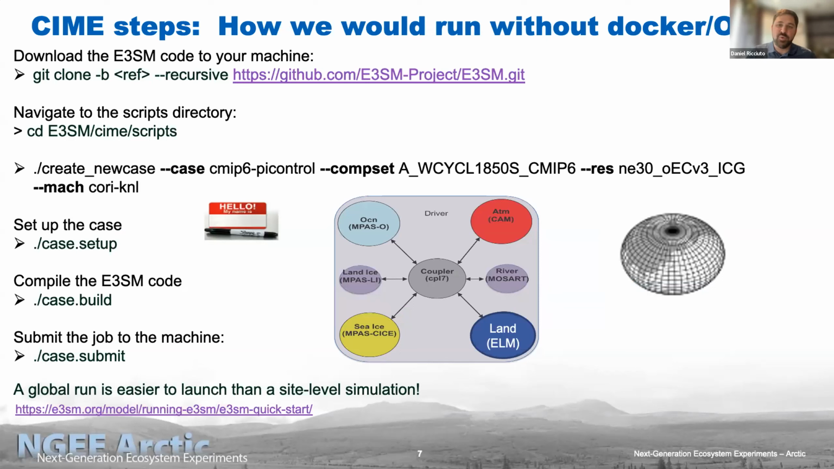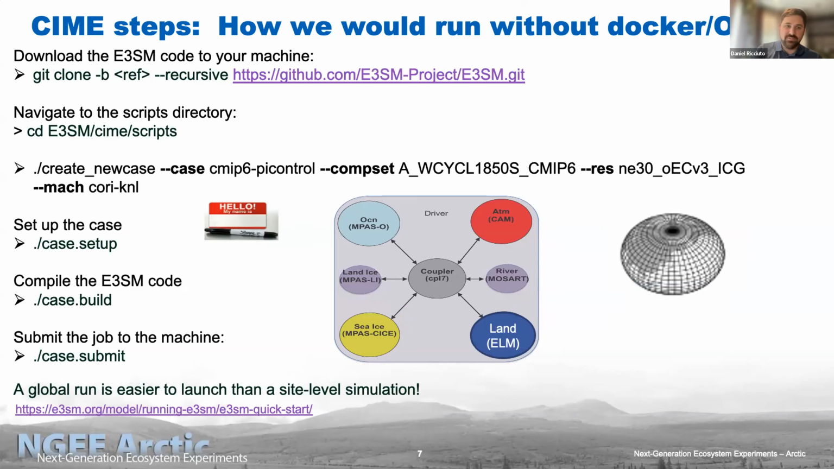But as it turns out, if we want to run a custom domain or single site or a region, it's actually quite difficult to set up everything we need. So the first step typically is to get the code, which is already included here today in the Docker. Then you would go into the code and navigate to the scripts directory and perform these steps where we create something called a model case, set that up, and compile and submit.